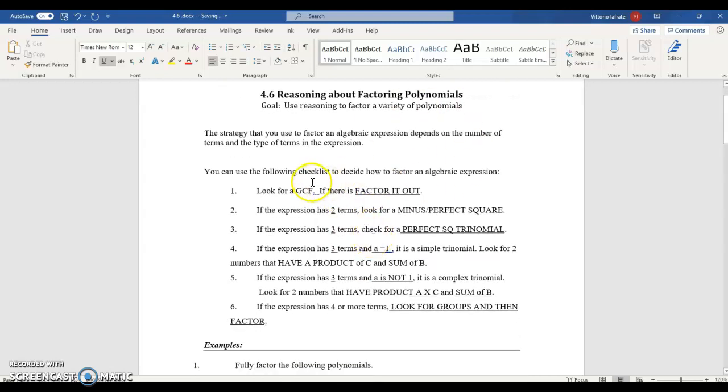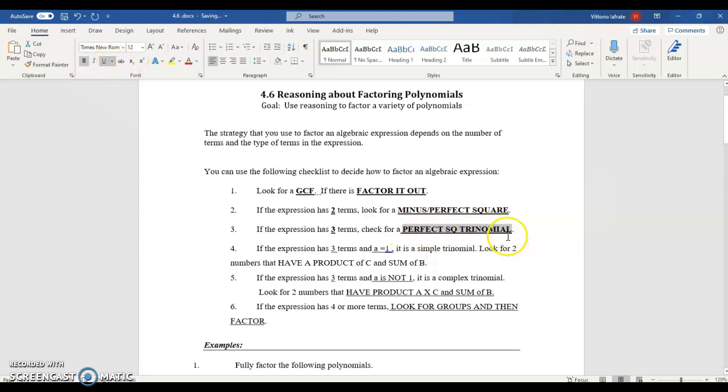So quick recap here. The first step is you want to look for a GCF. If there is a GCF, then make sure you factor it out, because that'll make things a little bit easier. It might create a polynomial that's a lot easier to factor. If the expression has two terms, then you want to look for a minus to see if we have a perfect square and difference of squares. If the expression has three terms, check for a perfect square trinomial.